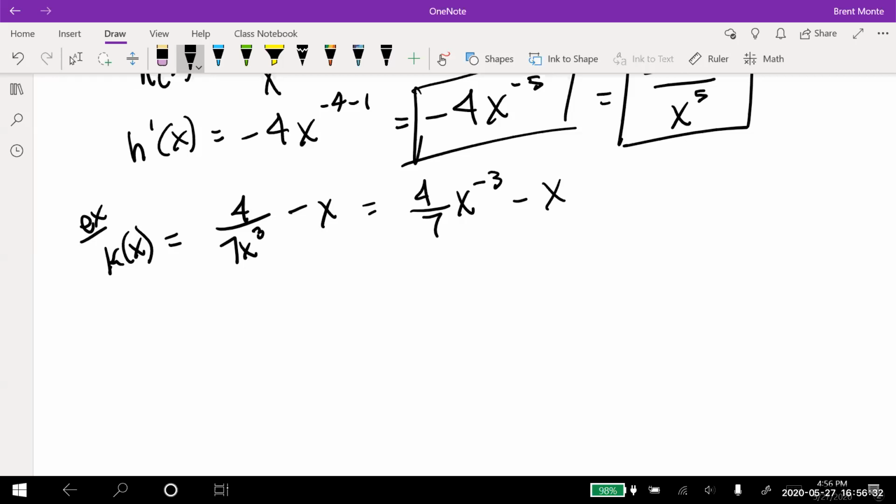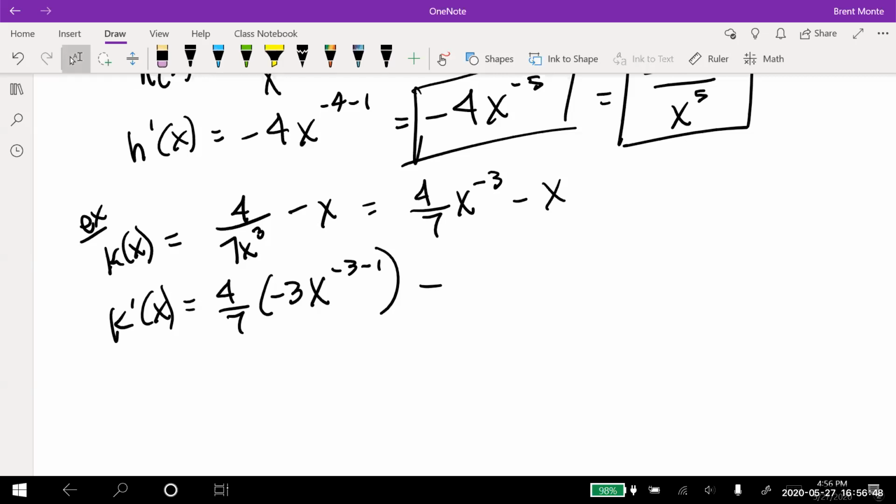I can't combine those at all because they're not like terms, but when I take the derivative k prime of x, again, 4/7 stays because it's a constant multiple, bring down the negative 3, and then x to the negative 3 minus 1. The derivative of this x, remember that's a 1x, so the x goes away, we still have a 1. Because if that was a line, it'd be a line with slope 1. And so to clean this up, now I can multiply the 3 and the 4, negative 12/7 x to the negative 4 minus 1.